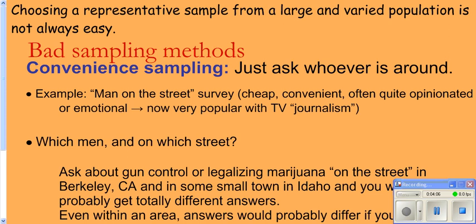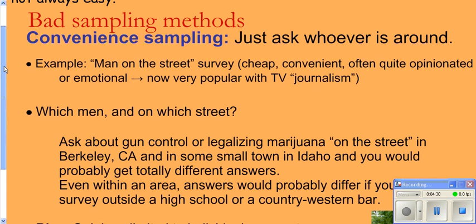Well, we want to go ahead and collect our data. But there's good ways to collect your data and there's bad ways to collect your data. For the most part, you want to have a large varied population sample, or a sample that's large and varied, representing your whole population. But that's not necessarily easy to do.